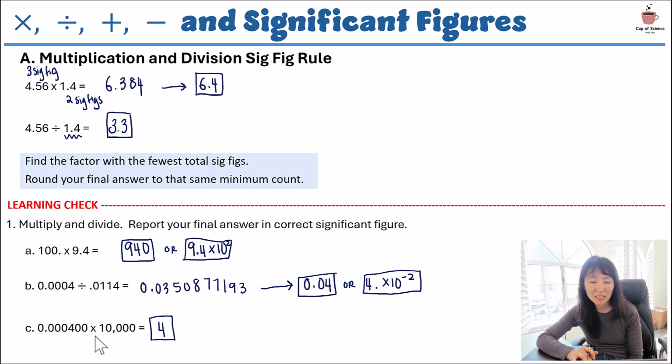This one also has a lowest of 1 sig fig. It's coming from the 10,000. It doesn't have a decimal point. So therefore, you're going to go ahead and just multiply, and the calculator will spit out 4, and 4 would be it.